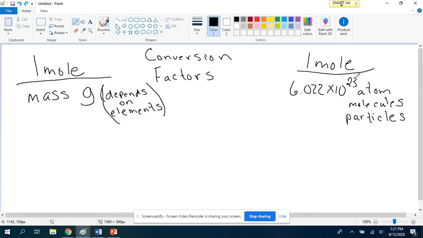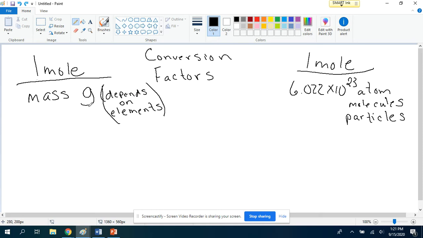The other conversion factor that we're going to use is in 1 mole, there is 6.022 times 10 to the 23, and the units can be different here: atoms, molecules, particles. So these can be different units, but if you're doing mass, it's always grams, okay?